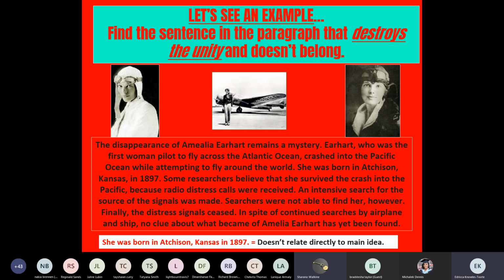You don't have to write the entire thing, but you can start it off. And very good. Rory is saying that it's the last line. Anybody agrees? Everybody agrees? In spite of the last line. Yeah, continued. Okay. Excellent job. In spite of continued searches by airplane and ship, no clue about what became of Amelia Earhart has yet been found. So this is our concluding sentence. This is our clincher.